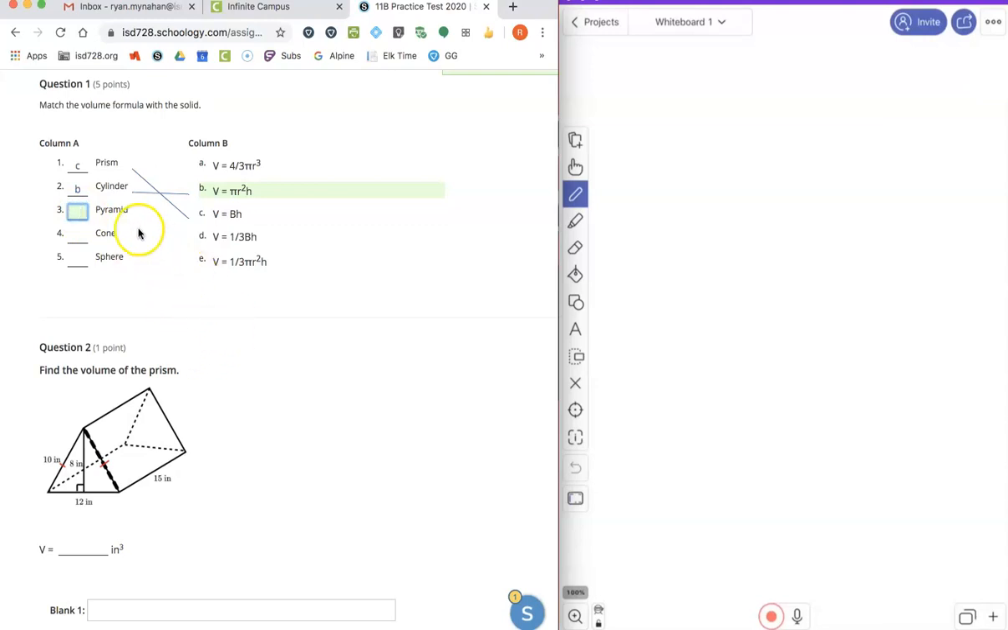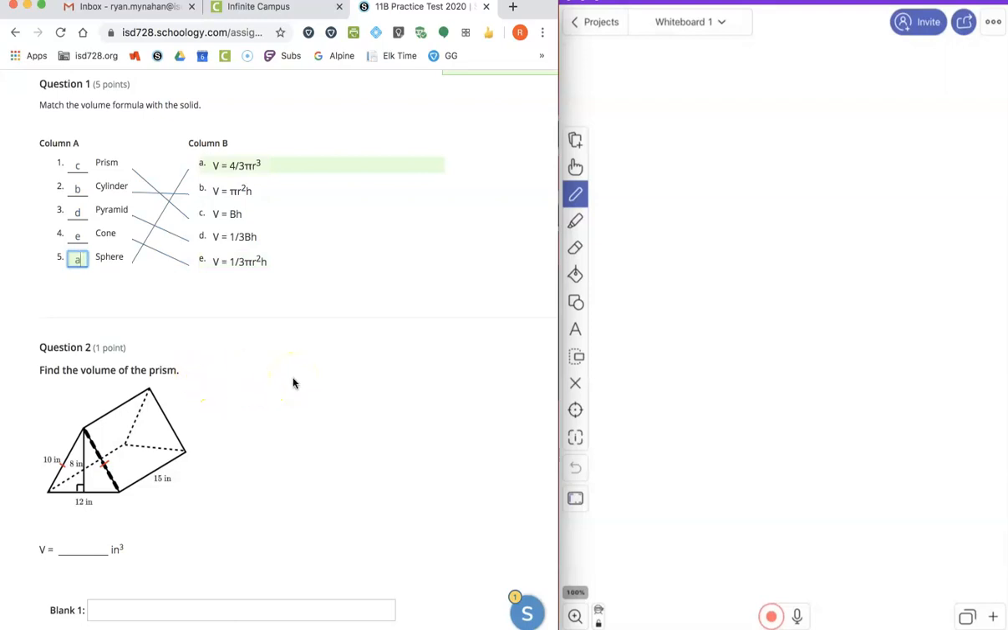Pyramids now, these are the pyramids and cones are the ones with 1/3 in it. They're 1/3 this, so a pyramid is 1/3 the size of a prism. A cone is 1/3 the size of a cylinder. So pyramid is the exact same formula as prism except for 1/3 of it, so that would be D. Cone is 1/3 of pi r squared times H, which is E, 1/3 of the cylinder formula, which leaves spheres. That's the complicated one, 4/3 pi r cubed, A.